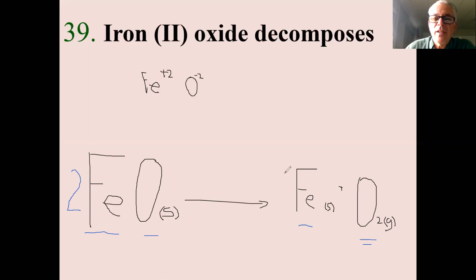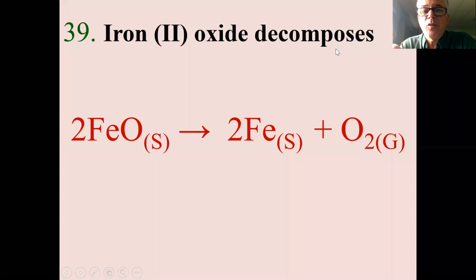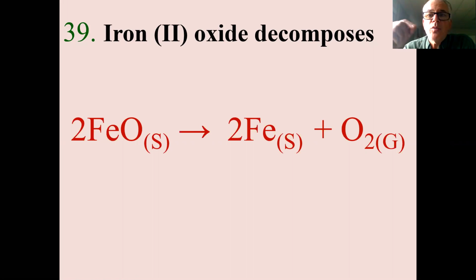There's 2 irons. That means I got to have 2 irons in the product. Let's check it again. 2 irons, 2 irons. 2, look at this 2. See this 2? That means there's 2 oxygens also. And look, there's 2. Bada bing, bada boom. We did this one as well. Let's get rid of these drawings. We'll move right ahead. 2 FeOs makes 2 Fe's and 1 oxygen gas. It's in a 2-to-2-to-1 ratio.